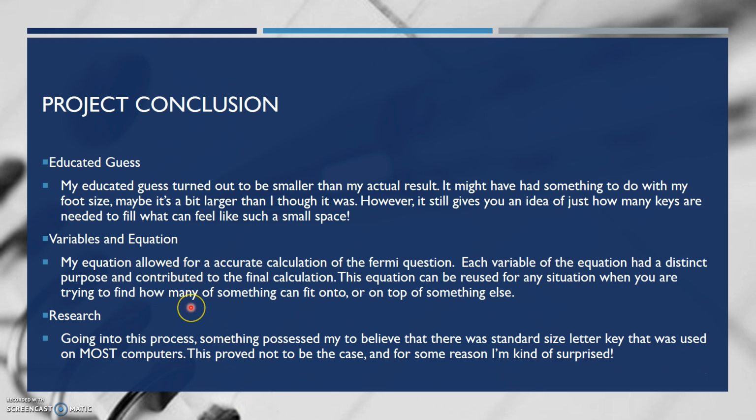In terms of my variables and equation, my equation allowed for an accurate conclusion of the Fermi question. Each variable of the equation had a distinct purpose and contributed to the final calculation. This equation is important not only to solving this Fermi question, but this equation can be used anytime you're trying to determine how much of something can go into or on top of something else. Okay, how many books can I put on this desk, for example? So this equation itself proves of importance.